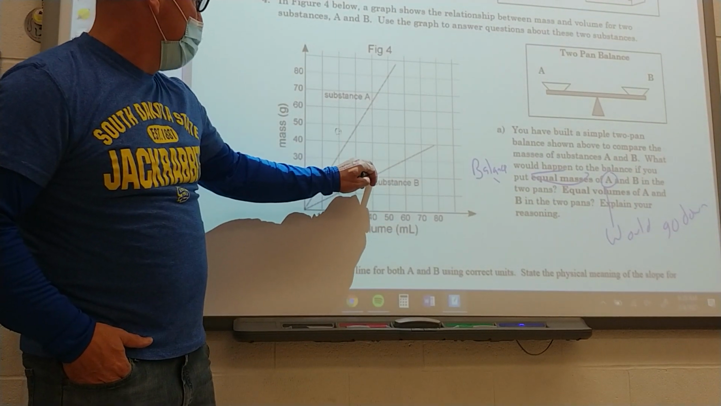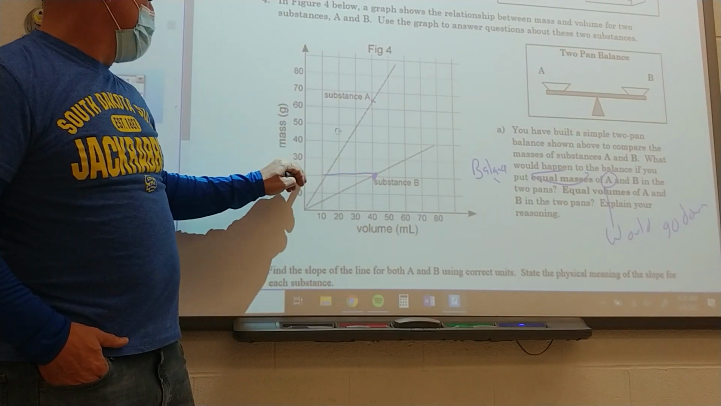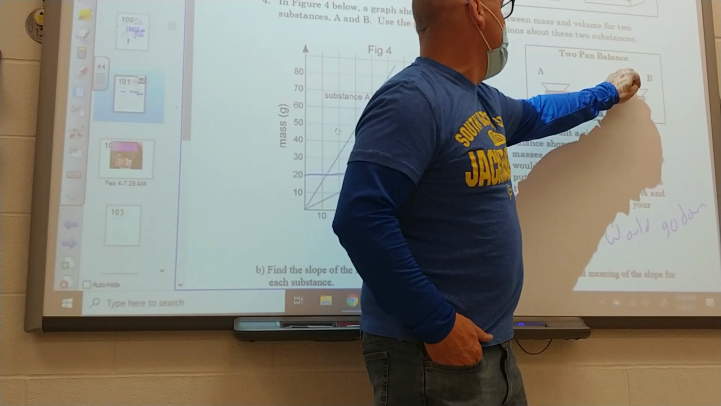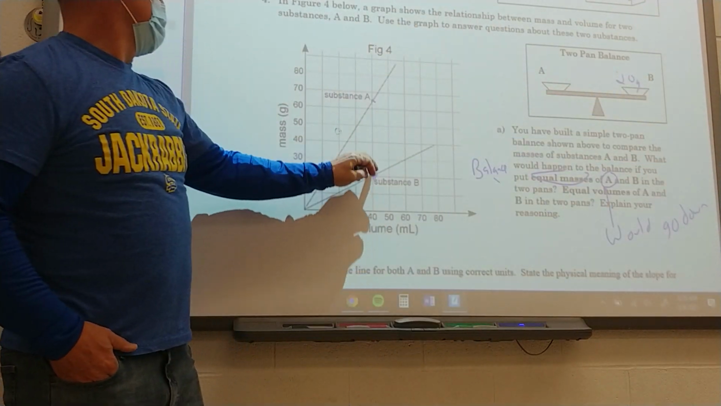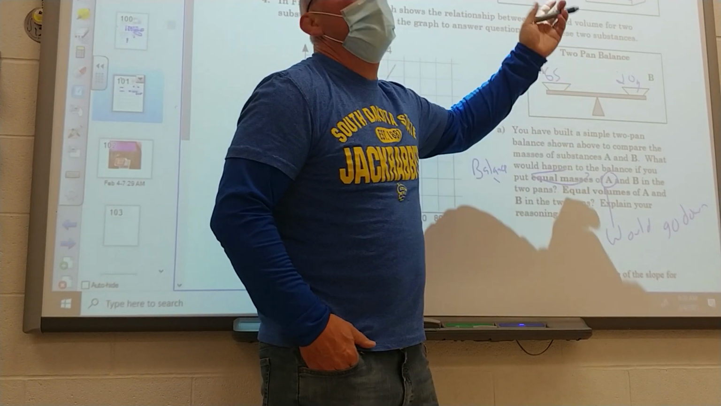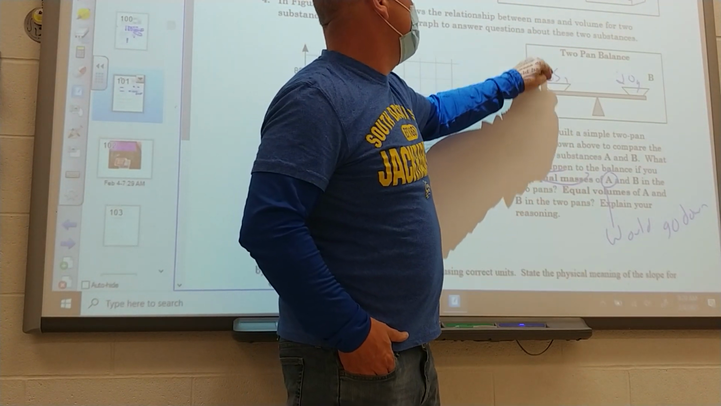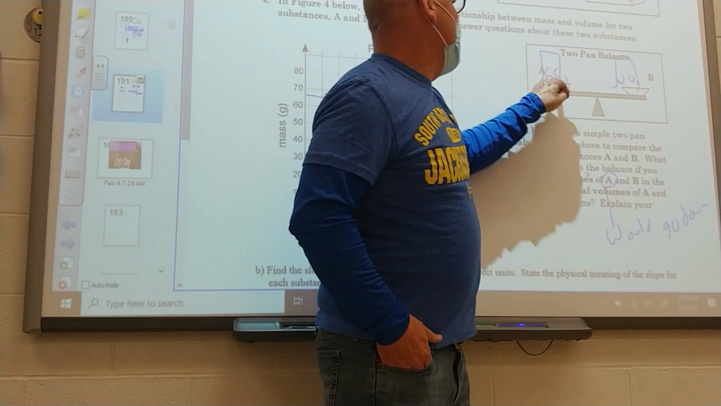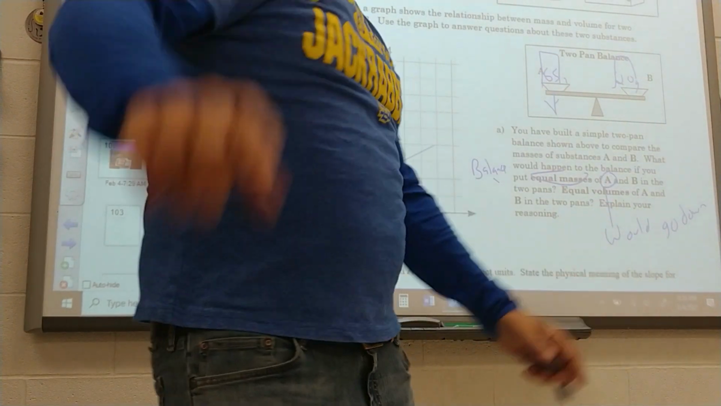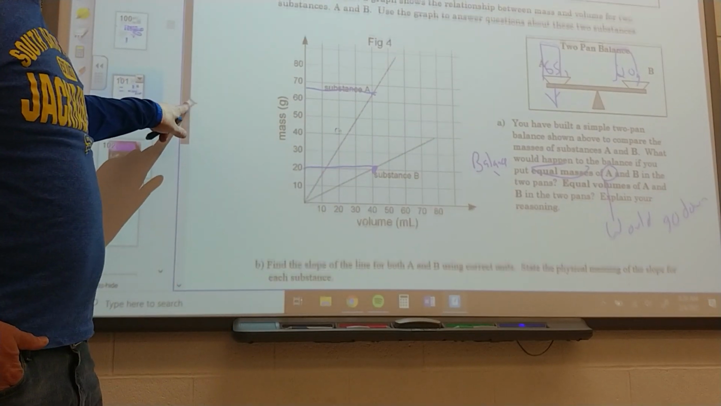I'll go with 40 and 40. Substance B would only weigh 20 grams. Substance A would weigh about 65. It would have a mass of, but we say weigh, 65 grams. Even though they'd be the same size, I agree. A would go down, like she said. The A would go down. We just explained our reasoning.